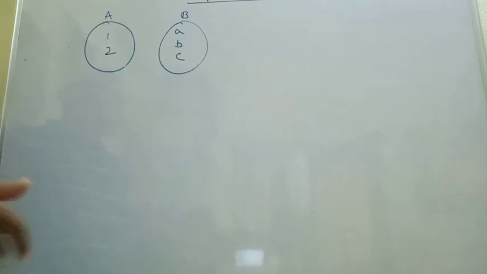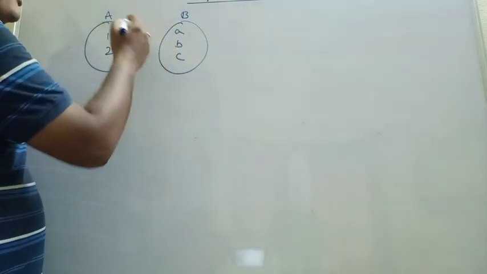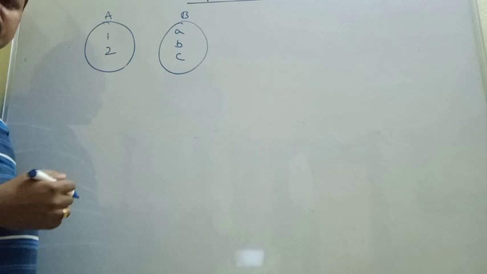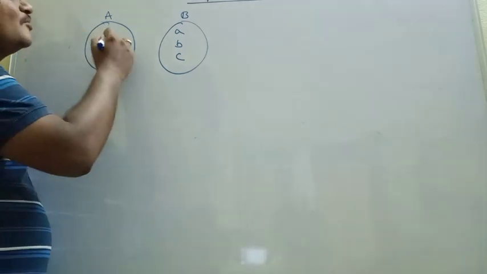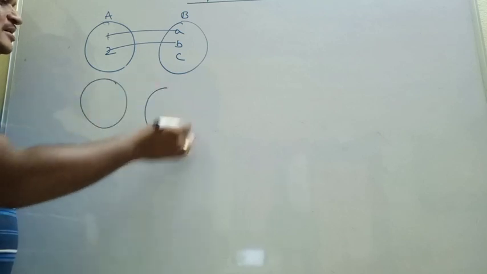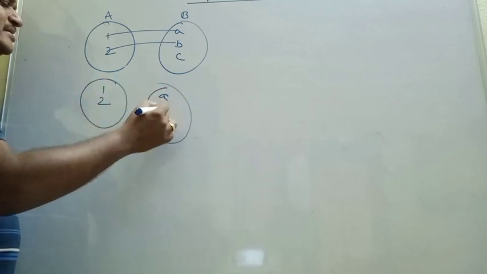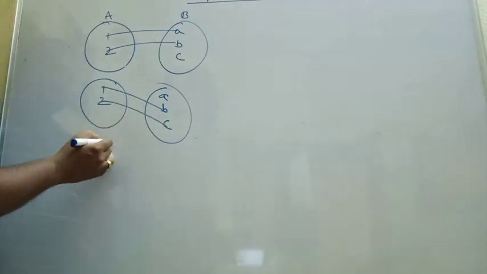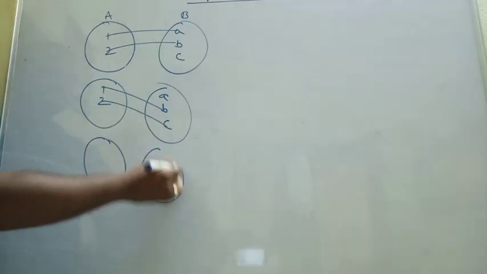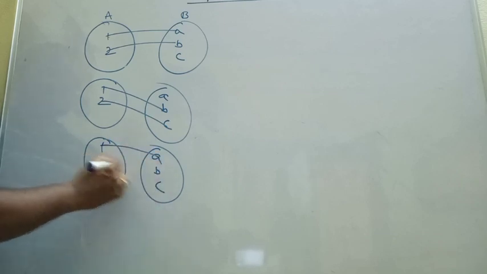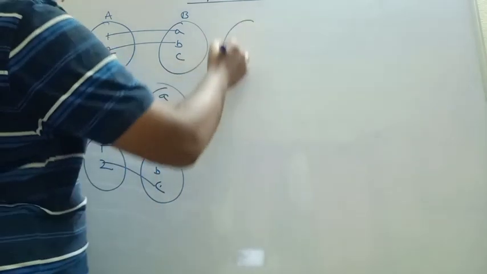Fine. Now we have set A equal to {1, 2} and B equal to {a, b, c}. The number of functions we are going to get is actually 9. Let us write all of them. What are those? 1 with A, 2 with B: this is one function. Next, 1 with B, 2 with C: this is another one. Now 1 with A, 2 with C: this is another.